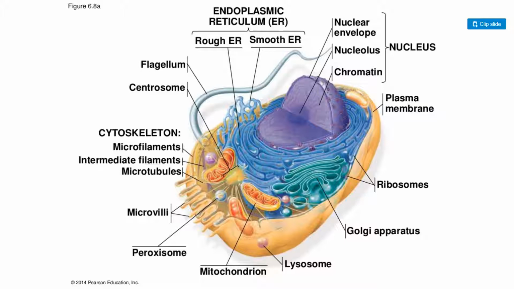What is it again that's attached to the rough endoplasmic reticulum to make it rough? The ribosomes. And what are the ribosomes doing again? They translate RNA into protein. So what on earth are they doing attached to the rough endoplasmic reticulum? It's a wonderful question, but when you know what the rough endoplasmic reticulum does, it makes total sense.